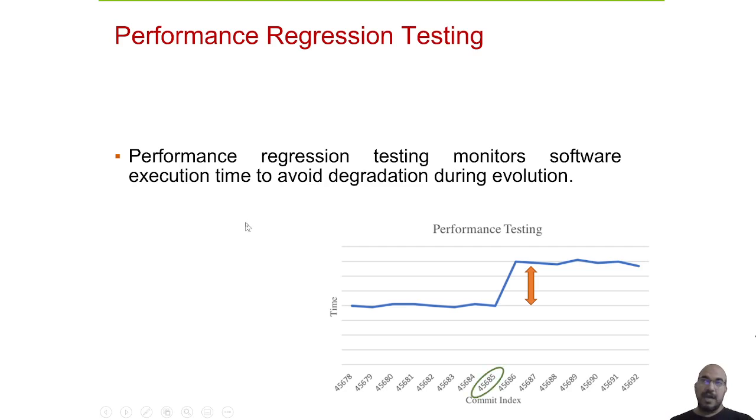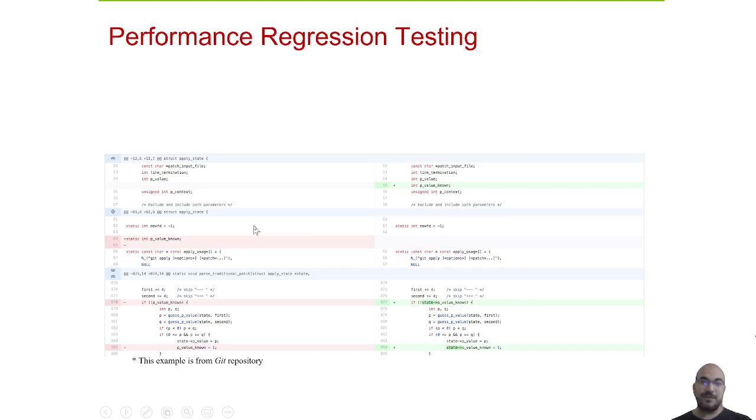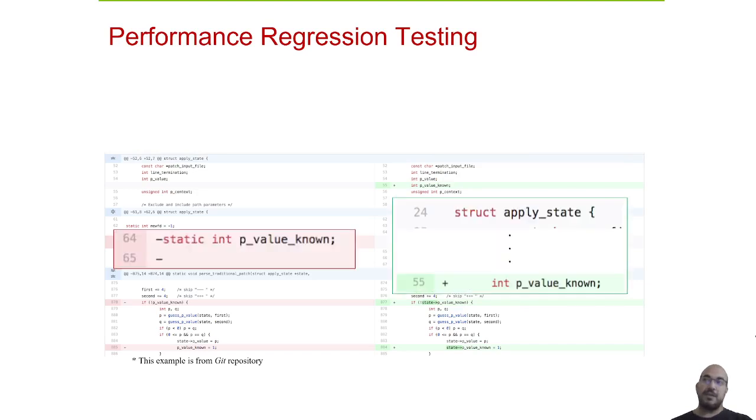So unfortunately, the problem of performance regression testing is such a difficult one. Why? Because a lot of code changes that can be sort of intuitive can easily introduce performance regression. Let's take this example. In this commit that we have extracted from the Git repository, a developer has moved a given static attribute, which is here p-value known, into a struct.